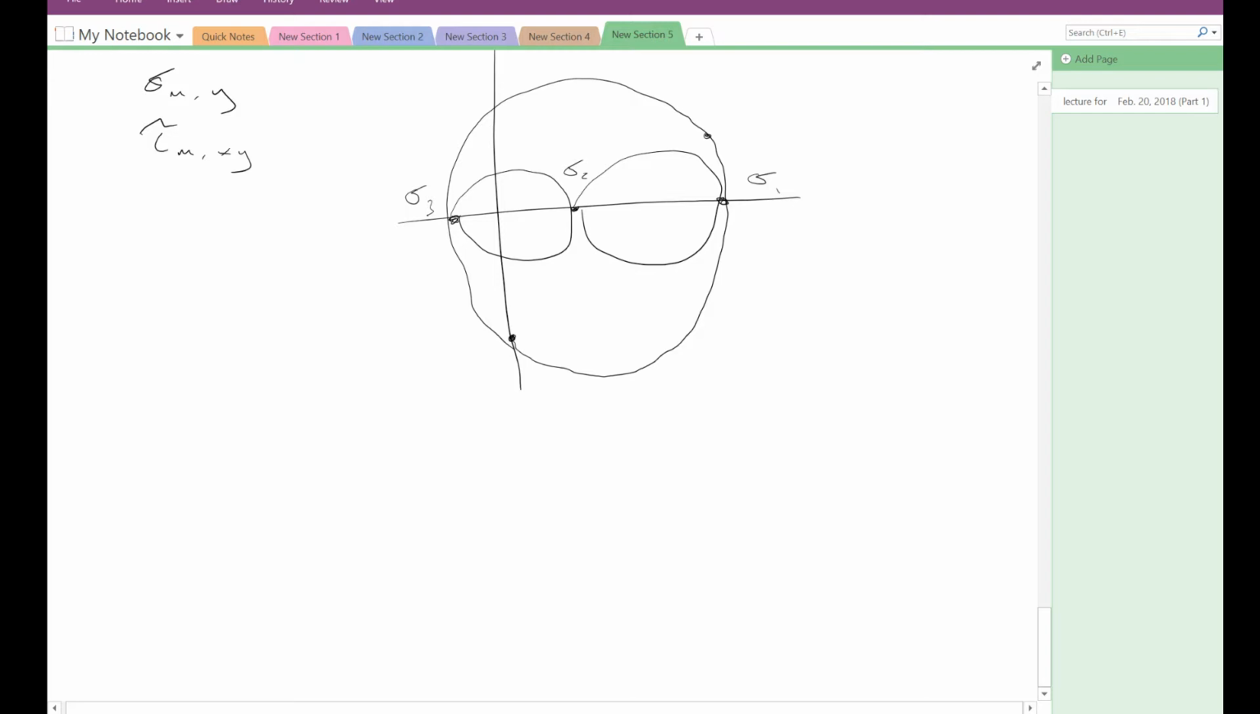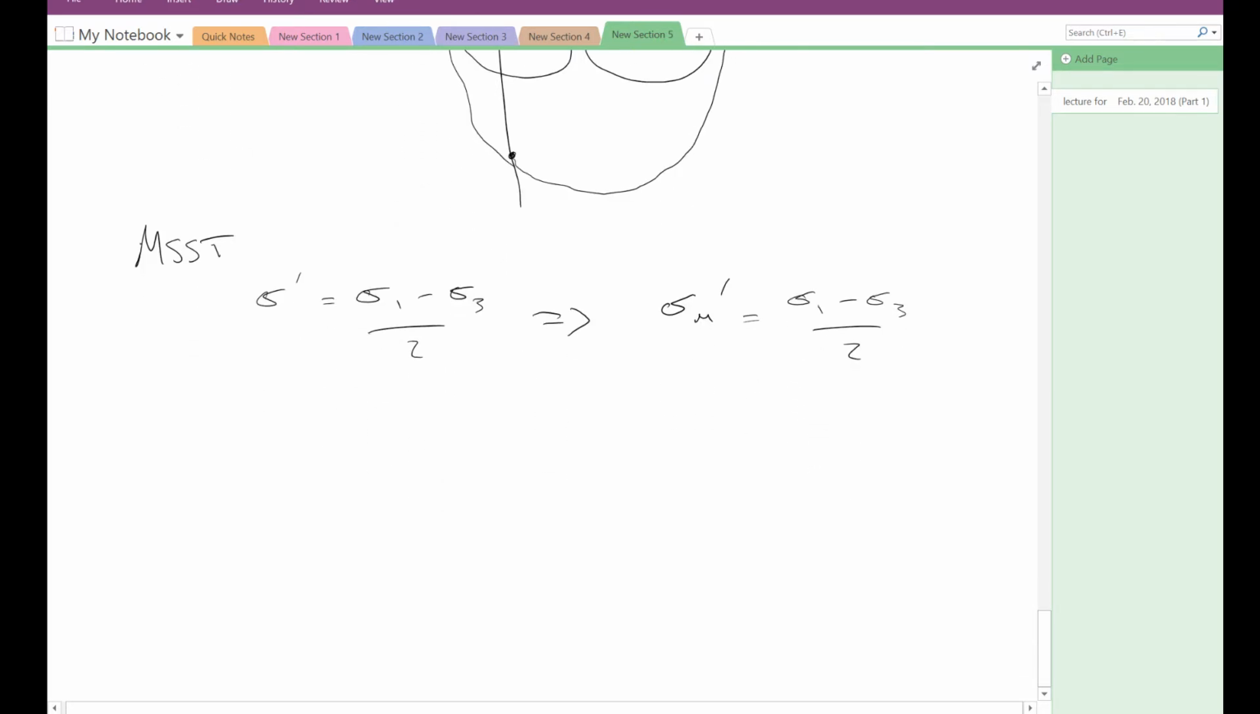So based on our previous discussions in Chapter 4 of our von Mises and our Tresca stresses, our Tresca stress, or our maximum shear stress theory, says that our sigma prime is equal to sigma 1 minus sigma 3 divided by 2. Okay, so what we're going to do is we're going to take this equation, we're going to say that our sigma mean prime, because we're looking only at our mean stresses currently, is equal to sigma 1 minus sigma 3 divided by 2, right?